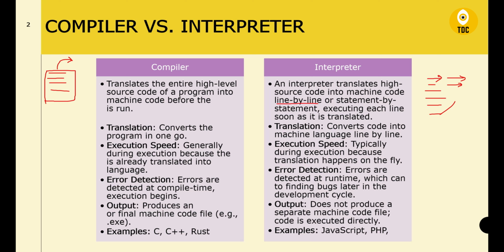And when it comes to error detection, what exactly do the compiler and interpreter do, right? With the compiler, errors are detected at compile time, before the execution begins. And with the interpreter, errors are detected at runtime, because compilation means it takes the responsibility that the entire code is error free, or syntax error free at least, right? So that is why it needs to detect if there is any error.